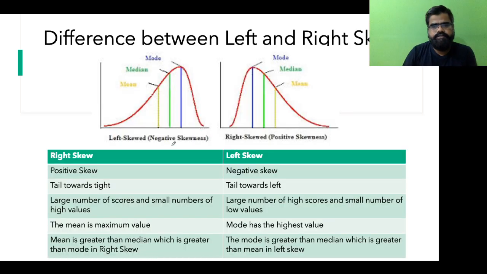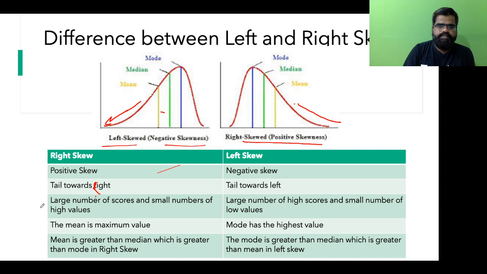Okay. So, these two pictures: this picture was right skewed, positive skewness. This is negative skewness, left skew. If you see the tail, in positive skewness the tail is towards, not left, it's wrongly written, it's right. So the tail is towards the right; in negative skew, the tail is towards the left.